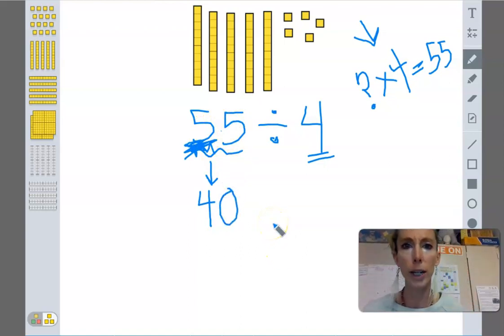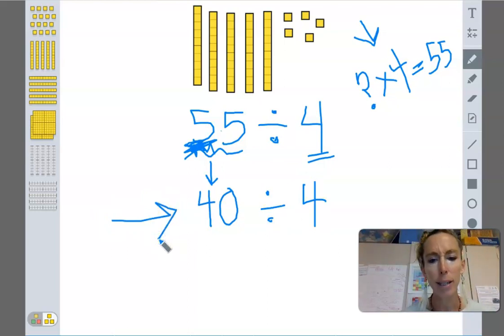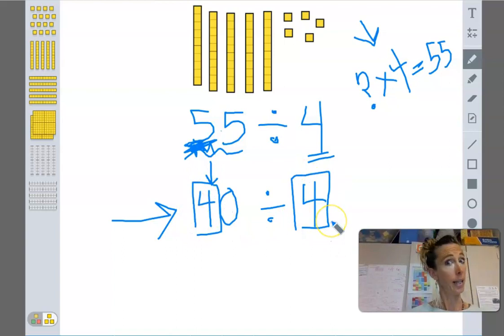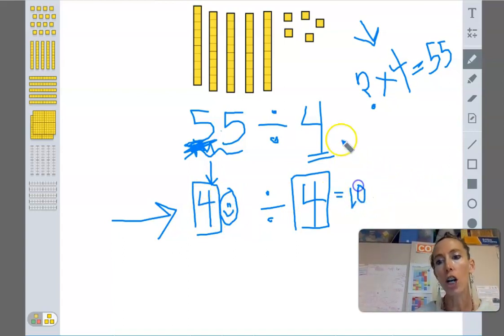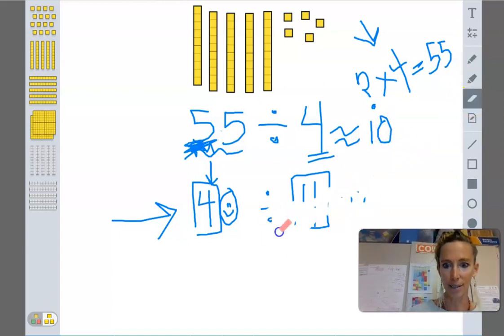Okay, so no, I didn't round it. I'm just making the number more compatible with the 4. So now this is nice and easy. I get my estimate. I'm like 40 divided into groups of 4. Well, I know 4 divided by 4, that's 1. And then I have my 0. This was a tens number, so I need to put a 0 with my 1. So this gives us 10. So we know our estimate, our answer is going to be close to 10. Oh my gosh, this is only going to last me about 10 more days.